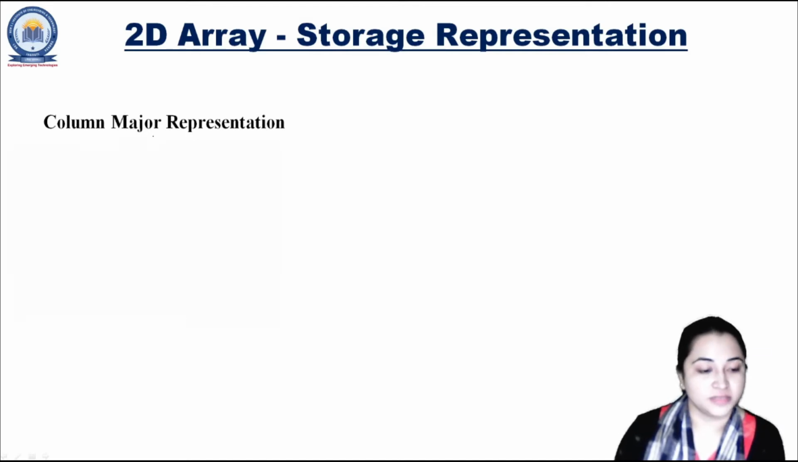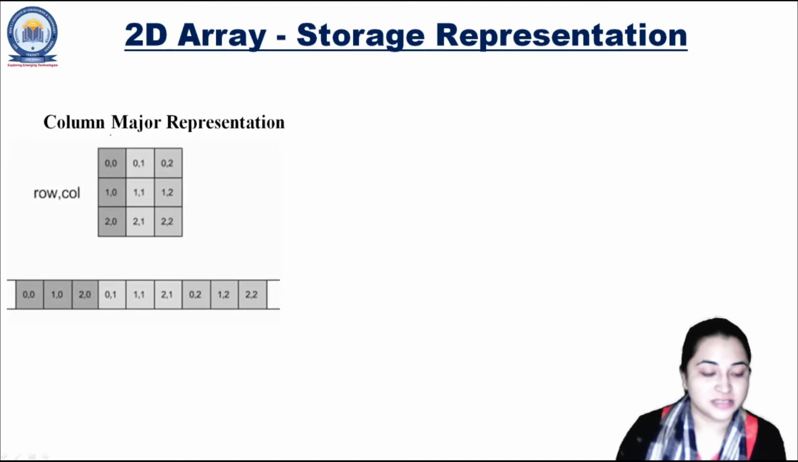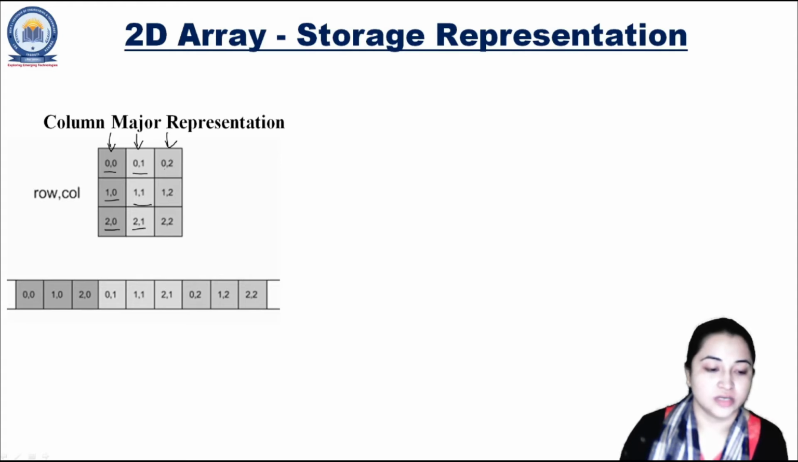In column major representation, elements will be stored column by column in memory. First of all, the element at index 0,0 will be stored, then 1,0 will be stored, then 2,0, 0,1, 1,1, 2,1, 0,2, 1,2 and 2,2. So this is how elements of an array will be stored in memory.